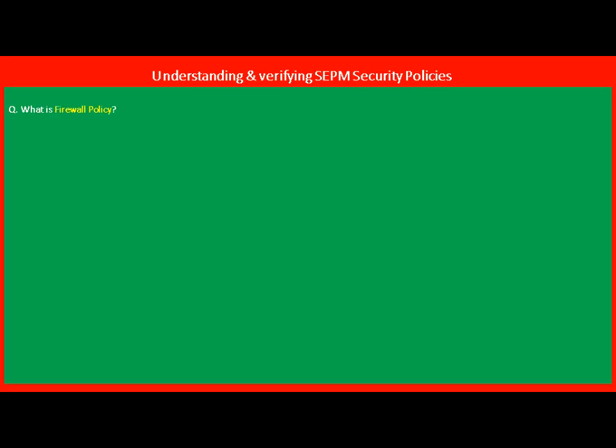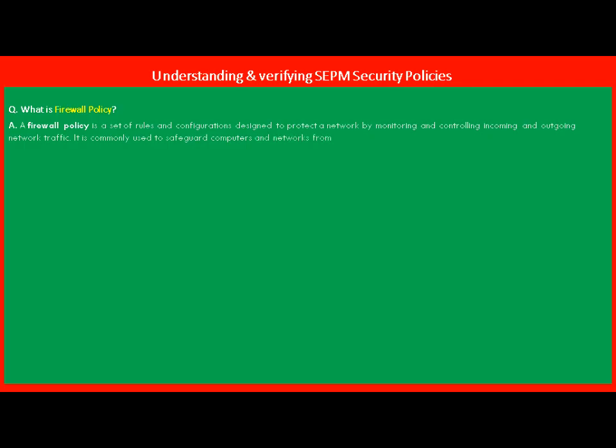So next policy is firewall policy. So what is firewall policy? A firewall policy is a set of rules and configurations designed to protect a network by monitoring and controlling incoming and outgoing network traffic. It is commonly used to safeguard computers and networks from unauthorized access and malicious activities. Here is a more detailed explanation of the protection offered by SEP firewall policy.